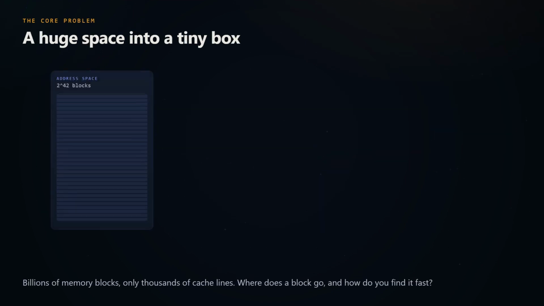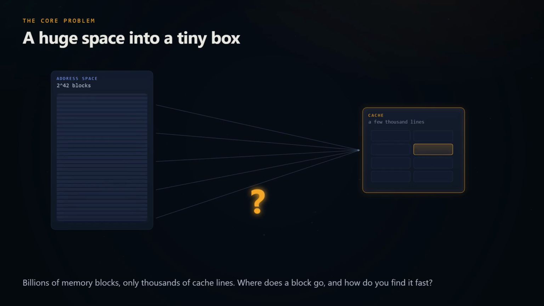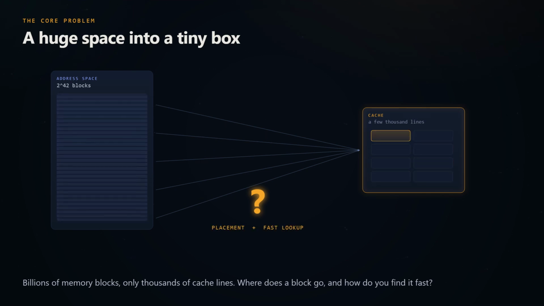Now the hard part. The address space is enormous, billions of possible blocks, while the cache holds only a few thousand lines. So 2 questions decide everything. When a block arrives, where in the cache is it allowed to go? And later, how do you check whether it is there without searching the whole cache? This is the mapping problem, and the answers define the cache.